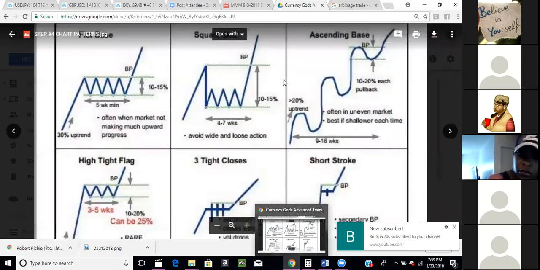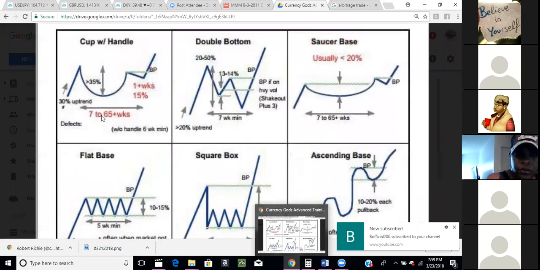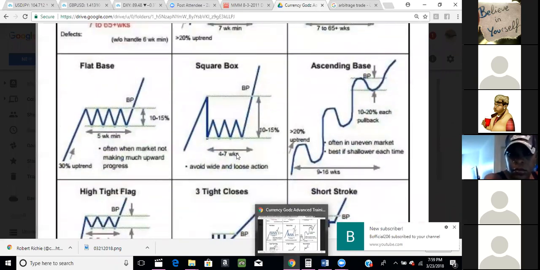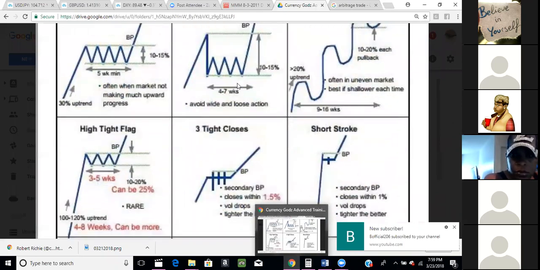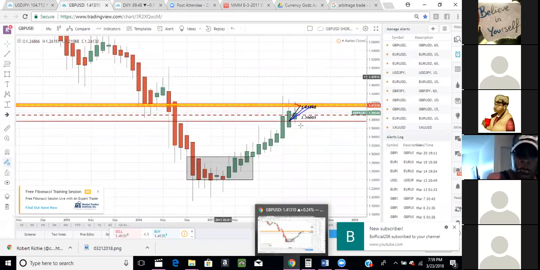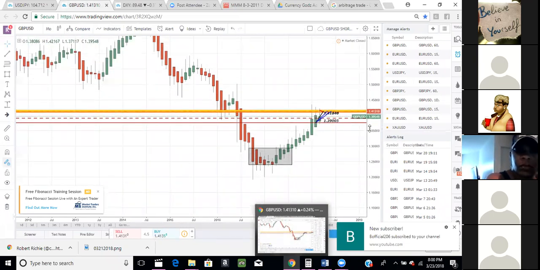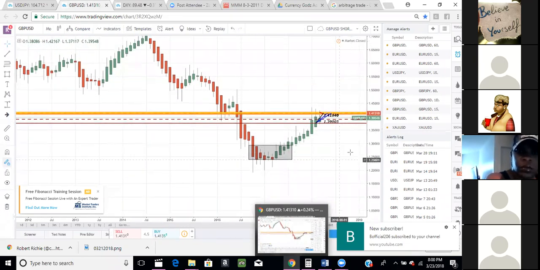These are your position trade setups. These allow you to know what this says: 7 to 65 weeks, 7-week minimum; 4 to 7 weeks, 5-week minimum; 9 to 16 weeks. You find what pattern is occurring on this monthly chart, especially if you're position trading, not swing trading. You find what pattern is generally occurring.